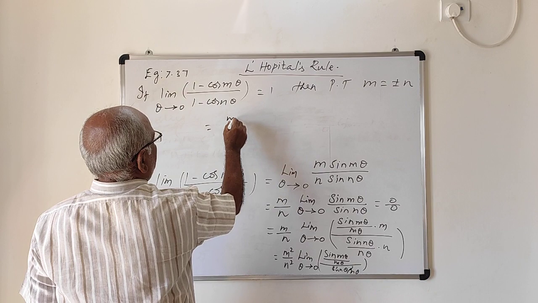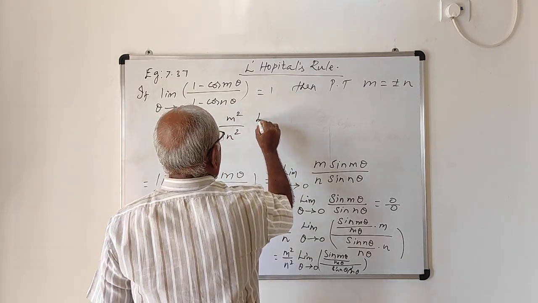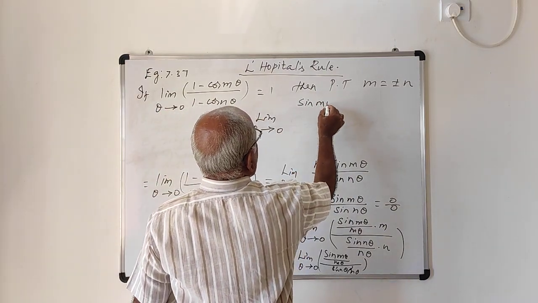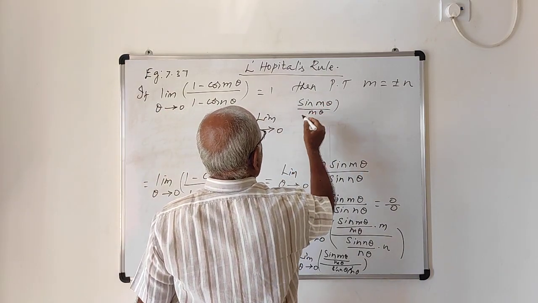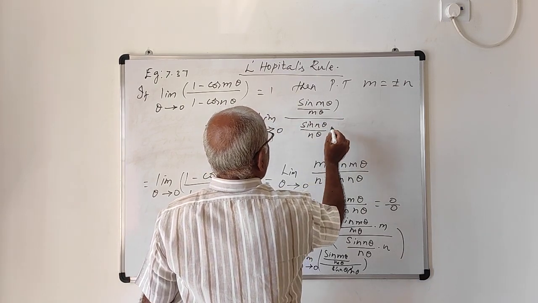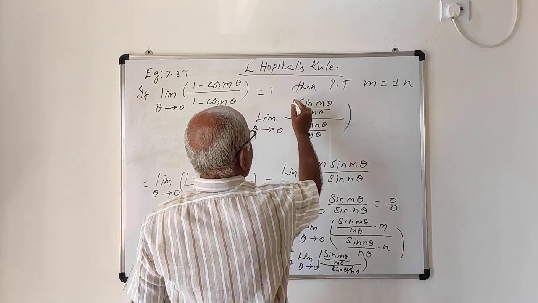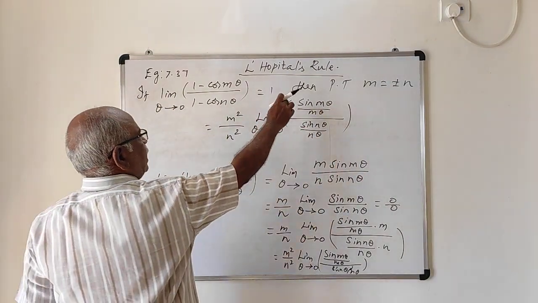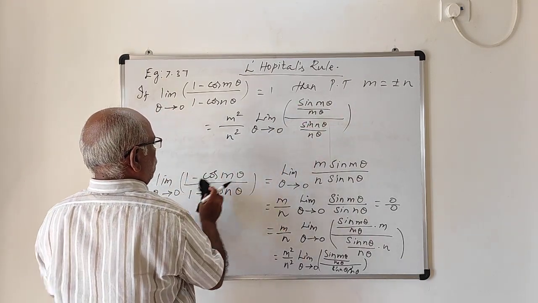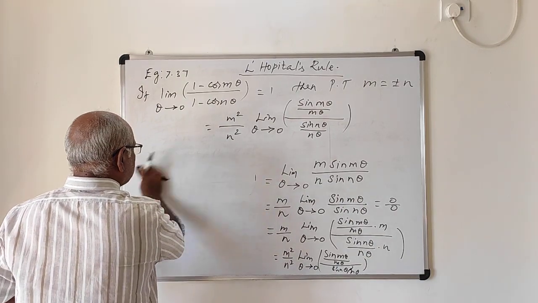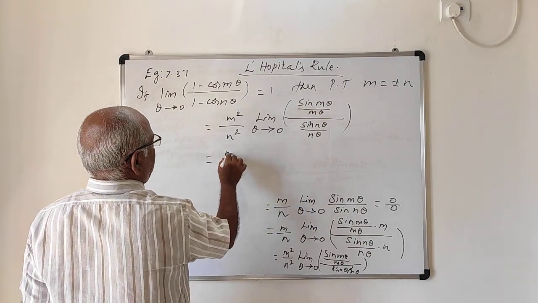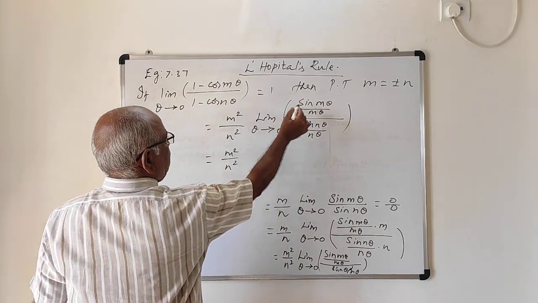This is equal to m square by n square times the limit as theta tends to 0 of (sin m theta by m theta) by (sin n theta by n theta). The limit of sin m theta by m theta is 1, and sin n theta by n theta is also 1, as theta tends to 0. By the definition of the limit of the sine function, you will get m square by n square into 1 by 1.